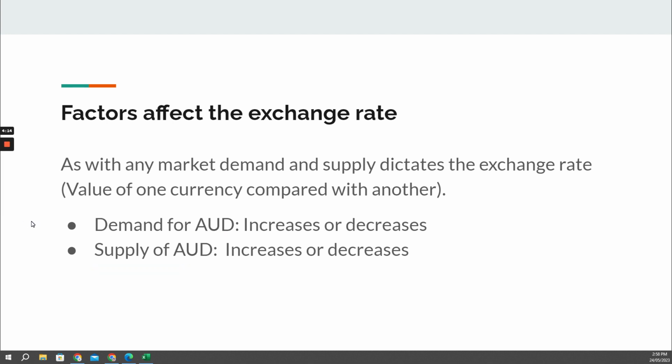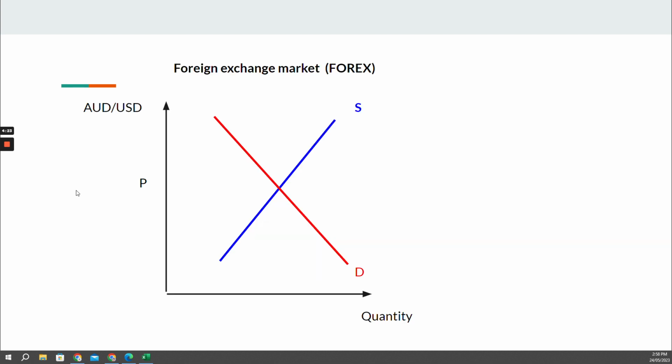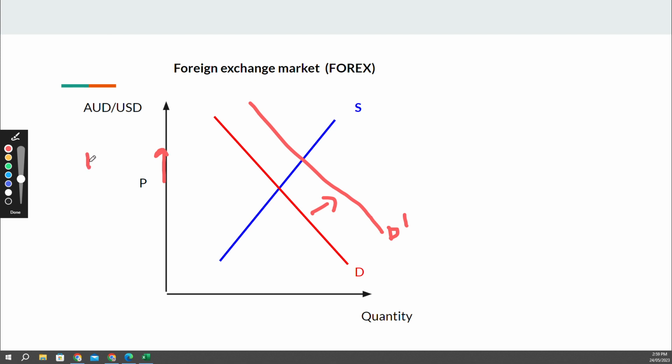And obviously, if there is an increase or a decrease in demand or supply, that will change the exchange rate or the value of the Australian dollar. So we plot it on a demand and supply diagram. Instead of having prices of bananas up here, we have the AUD versus the US dollar, or this could be the trade weighted index, or any currency pair. Down here on the x-axis, we have the quantity of currency traded. If there is, for instance, an increase in demand for Australian dollars for some reason, we don't know why yet, that would increase the value, and we call that an appreciation.